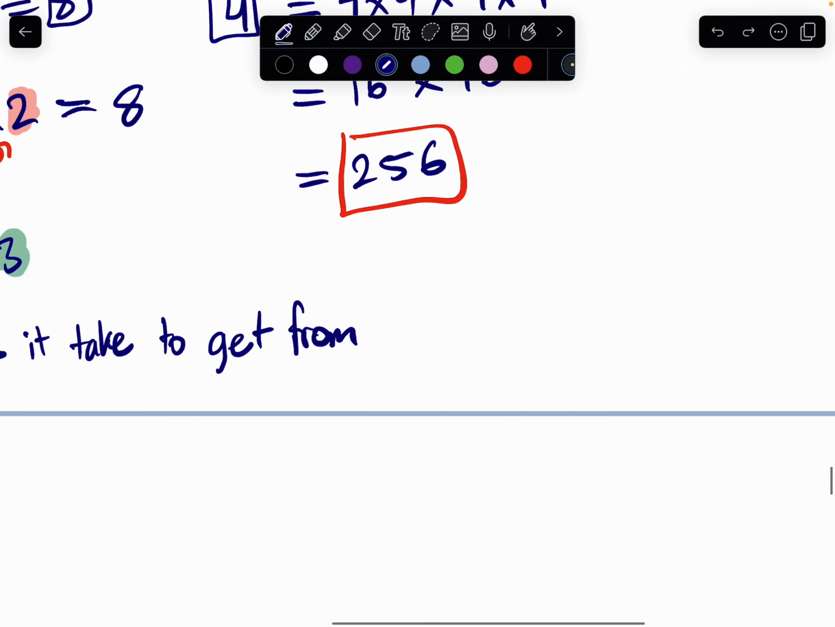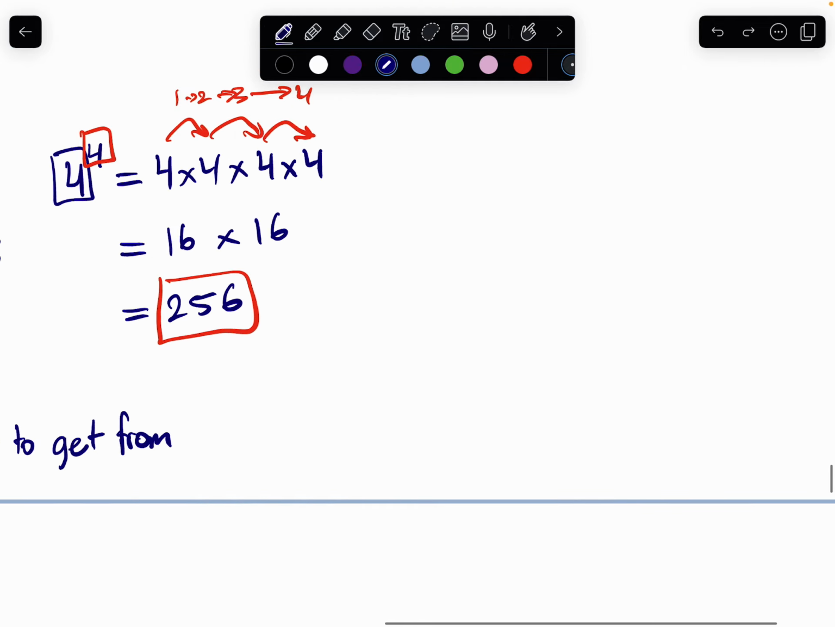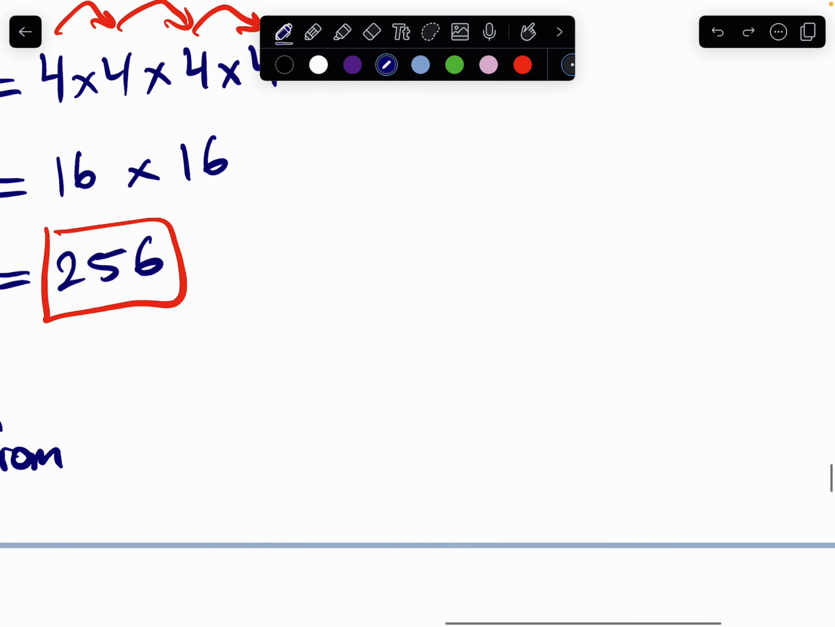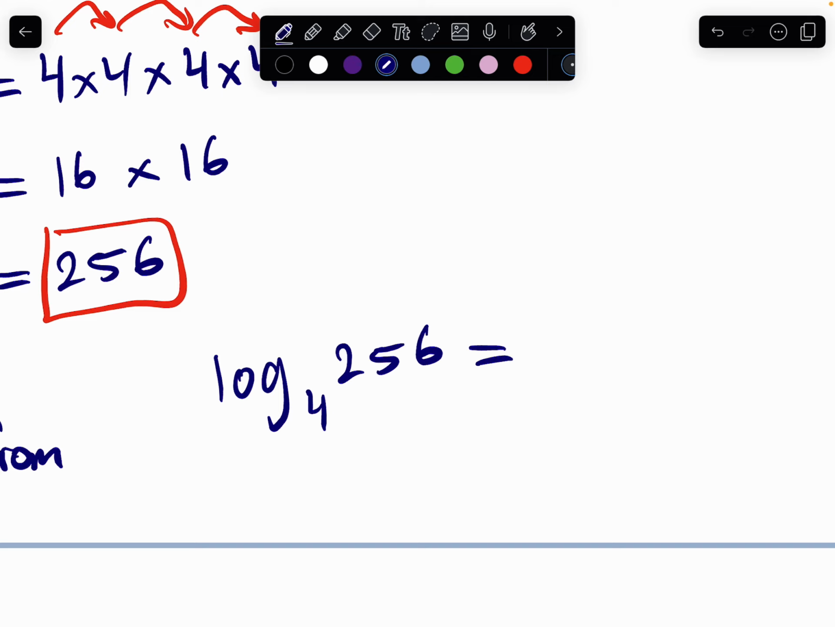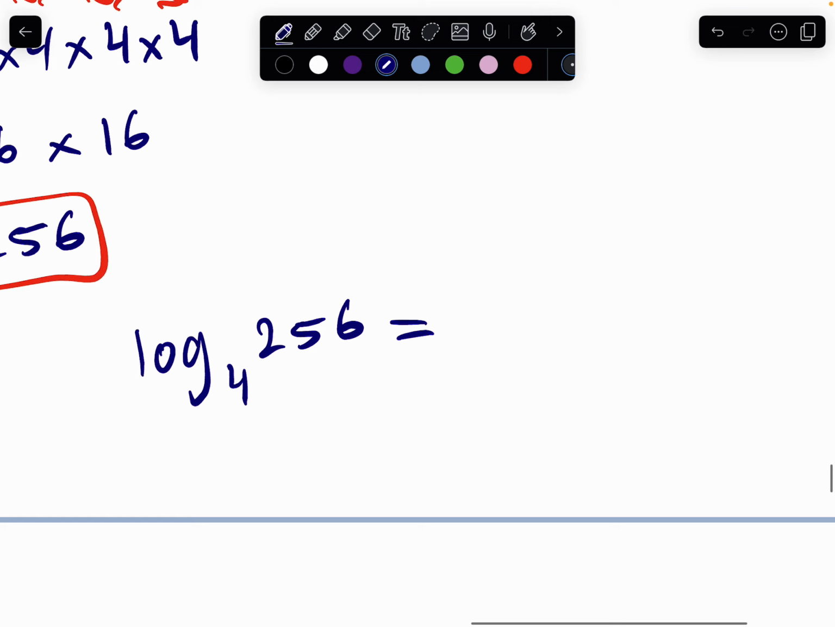Now let's apply that same logic here. Let's go log base 4 of 256 and try to solve it. So pause the video if you want and have a crack. If you don't want, I'm going to march on right now.